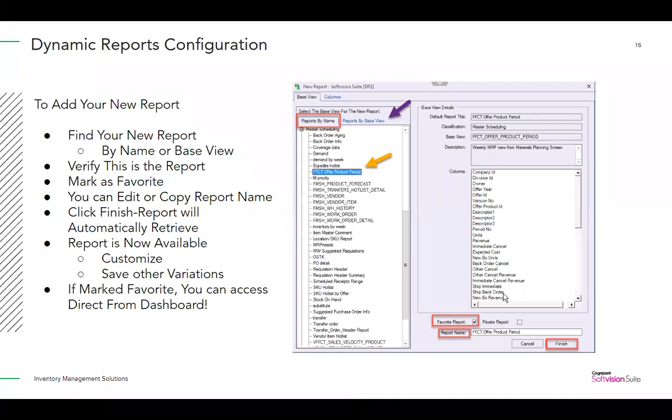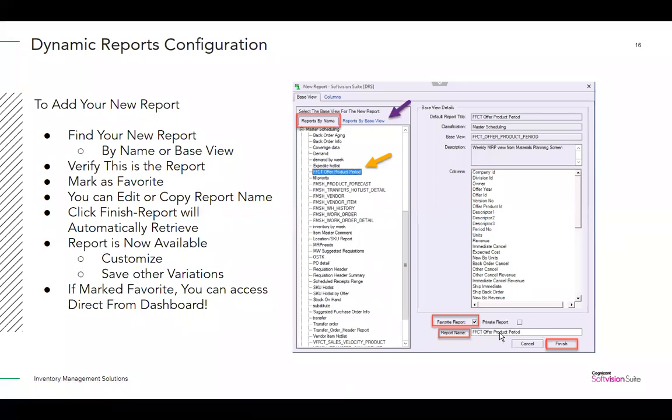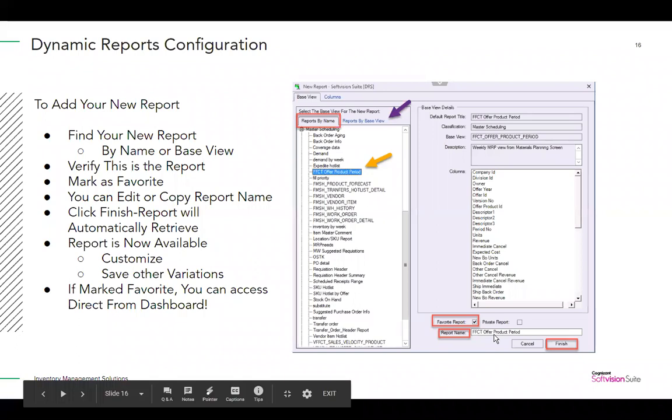And so there's a few little things that you need to do. We do ask you to give it a report name again down here on the bottom. Quick way to do that is just simply highlight your default report title, copy, and then click and paste down on the bottom. Here I also get the option to make this either a favorite or a private report. Once I do that, all I need to do is just click finish, and it automatically is going to retrieve the report.